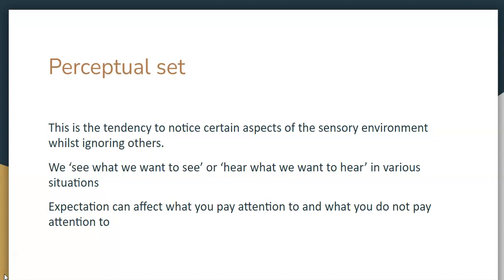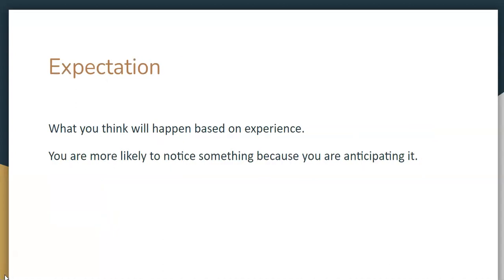An expectation is one thing that can affect what we pay attention to and what we do not pay attention to. Before we move on, we've got to understand what expectation is. Expectation is what you think will happen based on your experiences. So you're more likely to notice something because you're anticipating or expecting it to happen.